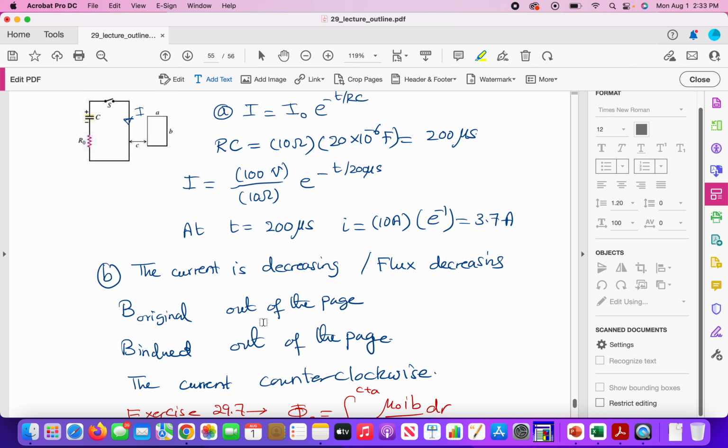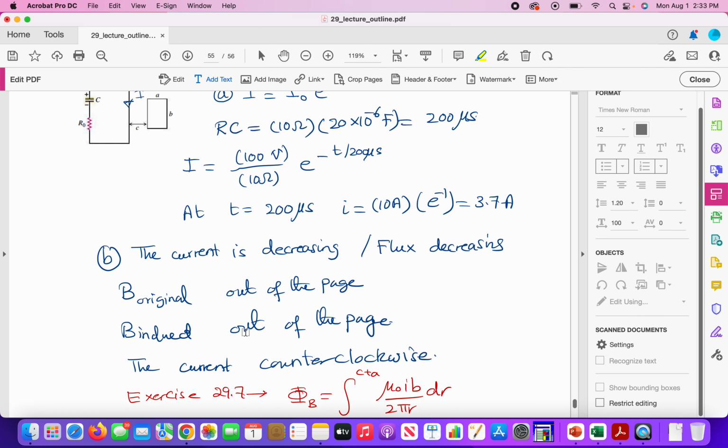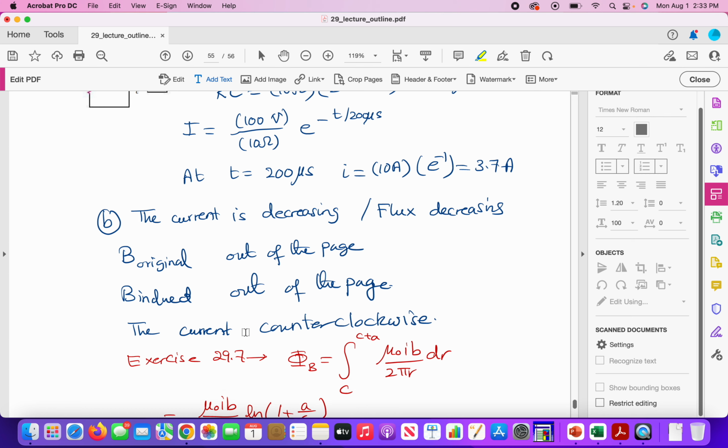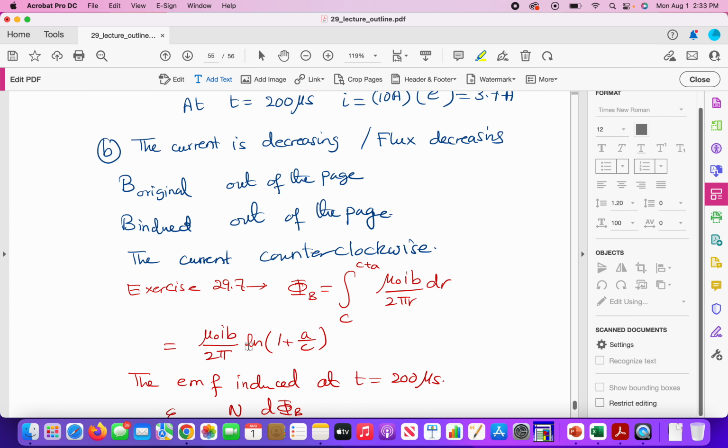We know also that the current is going to decrease, and then the flux is decreasing, so the original B is out of the page, and we should have the induced B out of the page as well. Then the current is going to be counterclockwise.